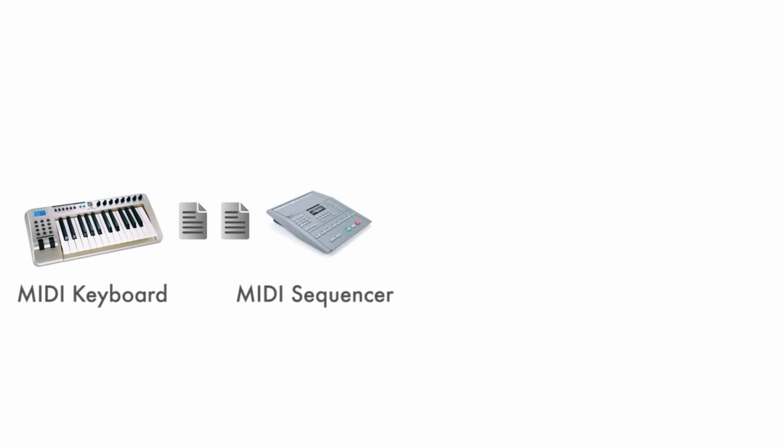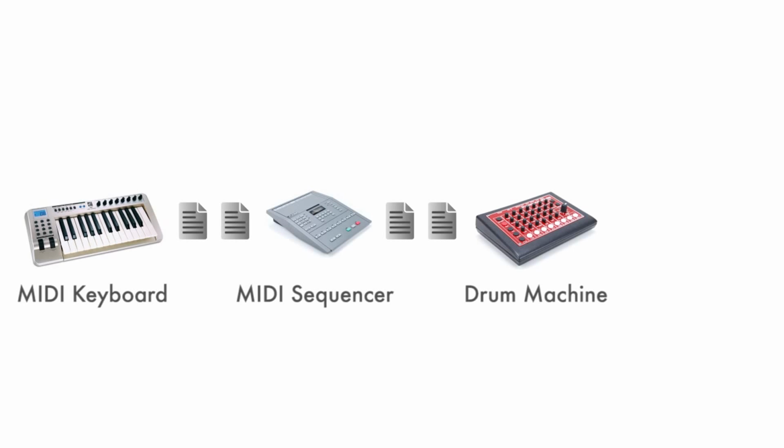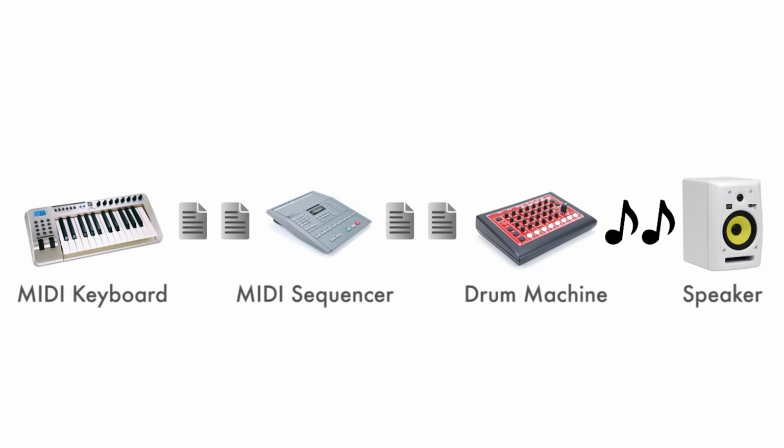A typical MIDI connection looks like this. You have your MIDI keyboard, which sends event data to a sequencer's MIDI input. The sequencer records the event data. Then it sends the event data from its MIDI output to an instrument's MIDI input. The instrument interprets the event data, creates a sound, and sends it through the audio port to a speaker, where we can hear it.